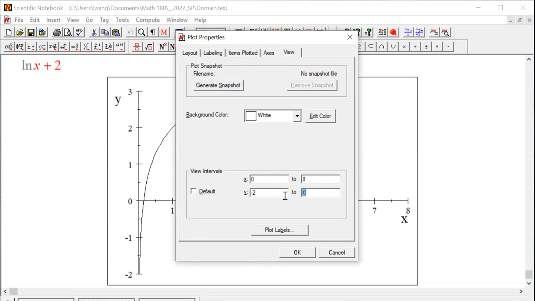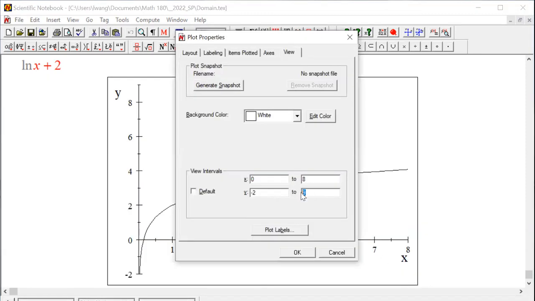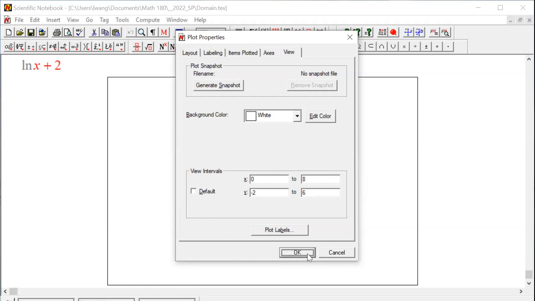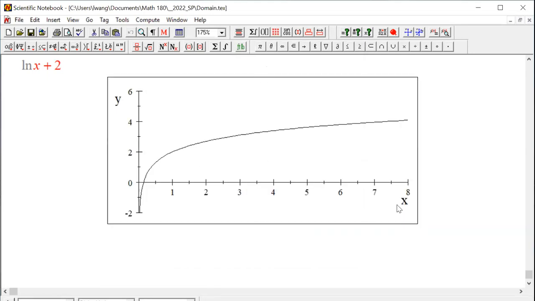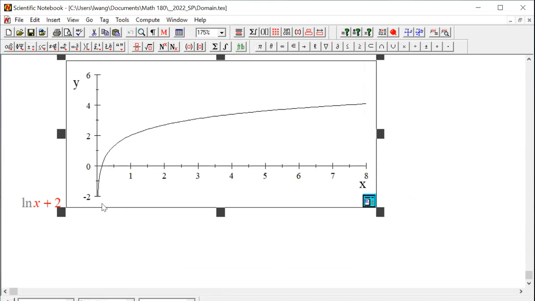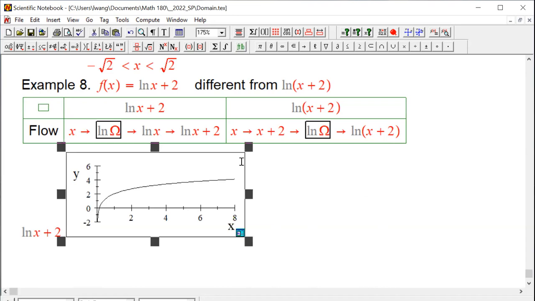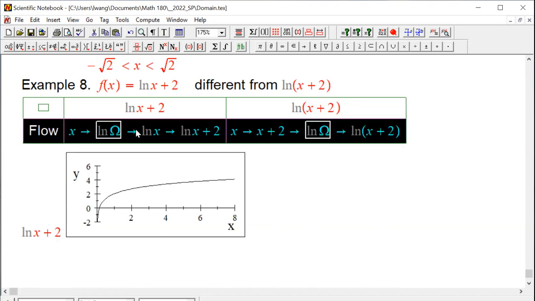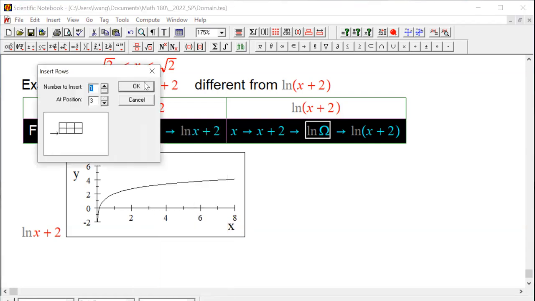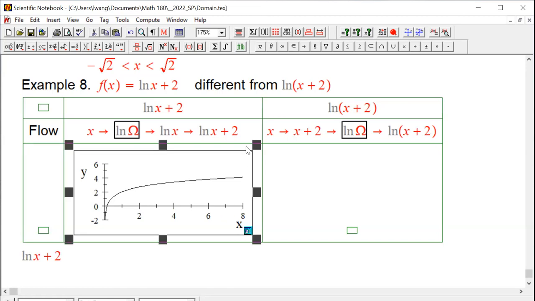So let's see. That works. Maybe I should give it 5 or 6. Okay, just to make sure we have a proper picture. So this is the curve for ln x plus 2. It's actually ln x shifted up by 2 units. Okay, so this is the picture for ln x plus 2 without the parentheses. Okay, so this is the picture right here. Okay, that's the picture.